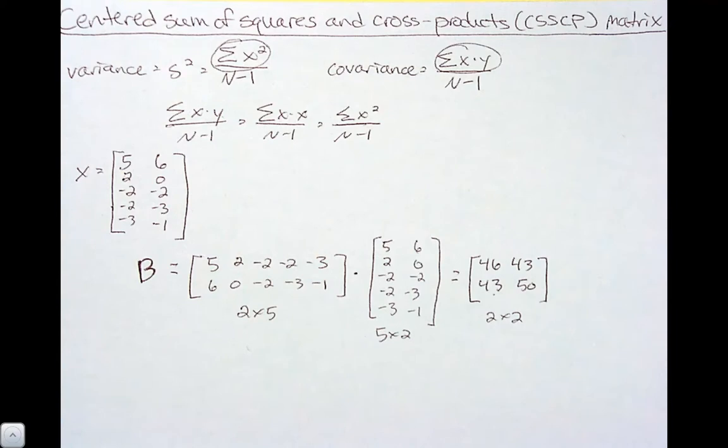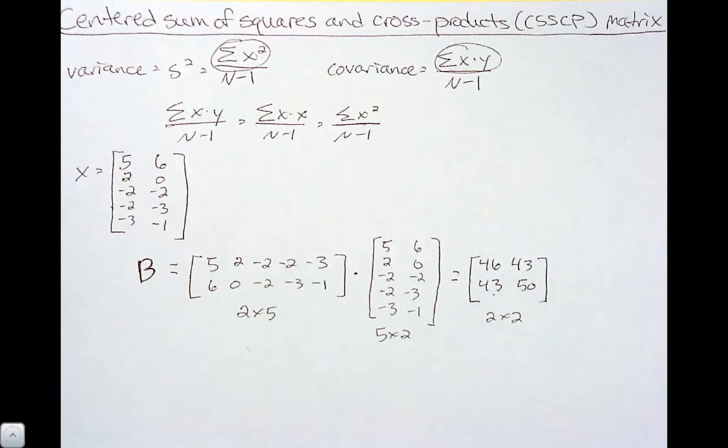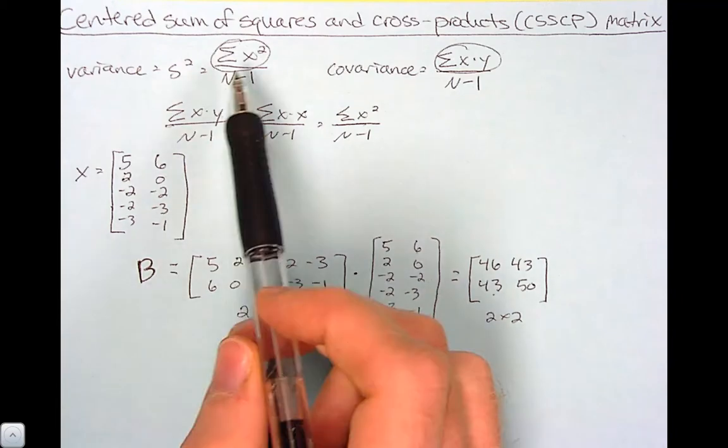Now this is called the centered sum of squares and cross products matrix. Centered just means it's created from deviation scores, and cross product is just another word for the sum of products. It's centered from deviation scores and contains sum of squares, variance, and sums of products, the cross product or covariance there. And remember, that's just the numerator that we circled here.